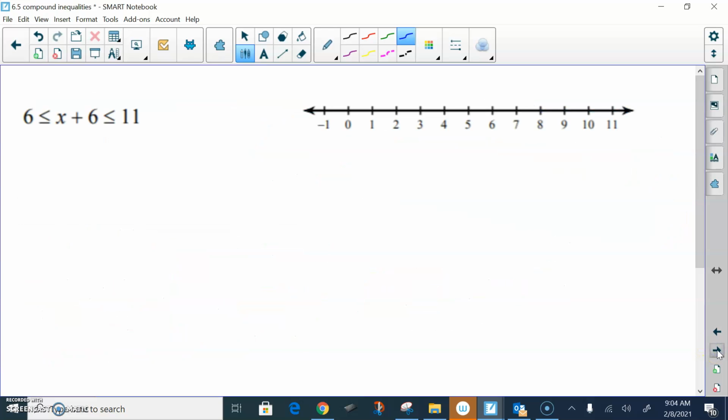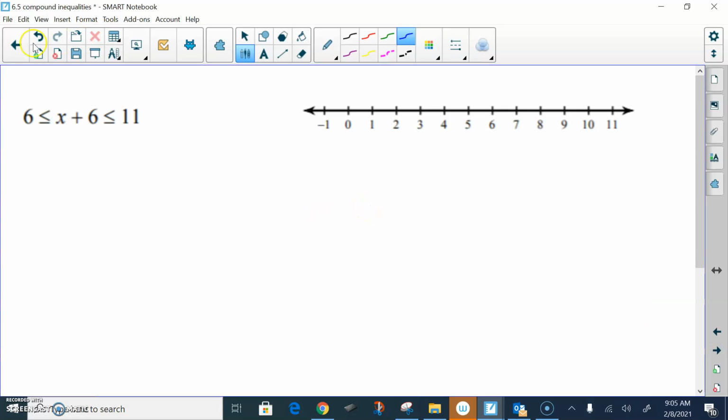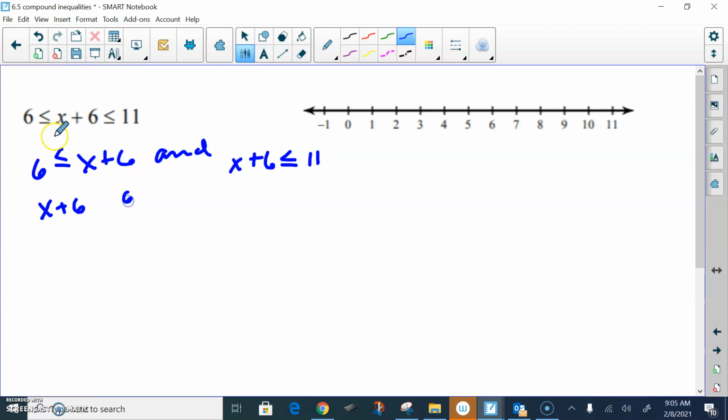Here we go again. Uh-oh, they already combined it together for us, like we did in the end. What you could do is you could split it into two. Let me show you what that looks like. You could say 6 is less than or equal to x plus 6, and x plus 6 is less than or equal to 11. If you don't like it written this way, you can rewrite it. You can flip it. Just remember, when you flip it, you flip the sign also. And solve them separately, just like we did on the last one, and combine them together.